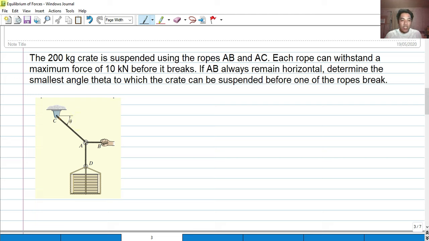So what is the smallest angle theta here that we can allow in order for these ropes not to break? First, what are we going to do is again FBD, free body diagram. Draw the free body diagram. So we have this free body diagram. It's very simple.